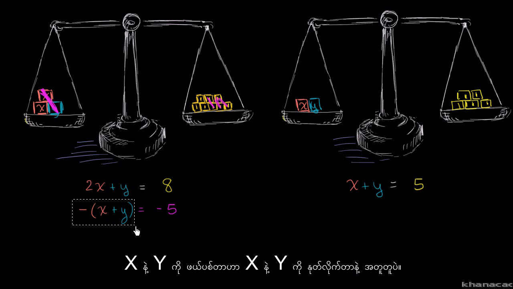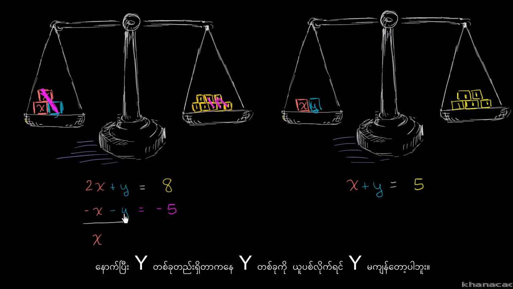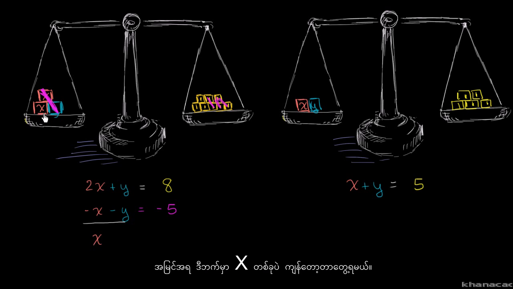Taking away an x and a y is the same thing, if you distribute the negative sign, as taking away an x and taking away a y. And so on the left-hand side, we have 2x, and we take away one of the x's. We're left with just an x. And we had a y, and we took away one of the y's, so we're left with no y's. And we see that here visually. We have just an x here.